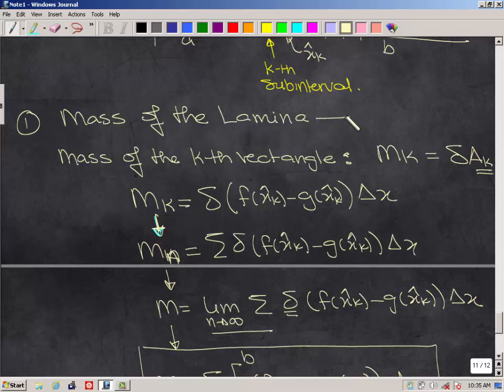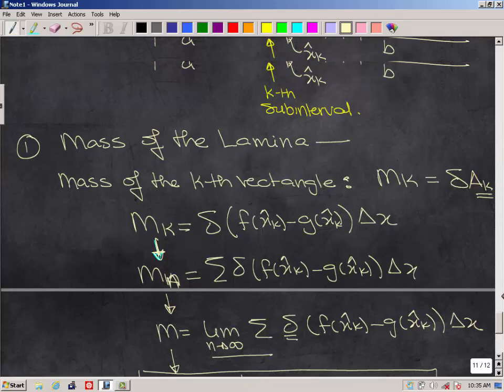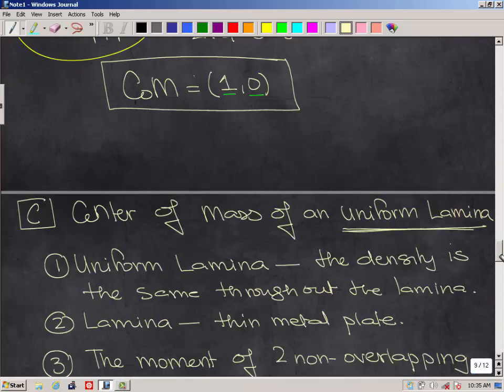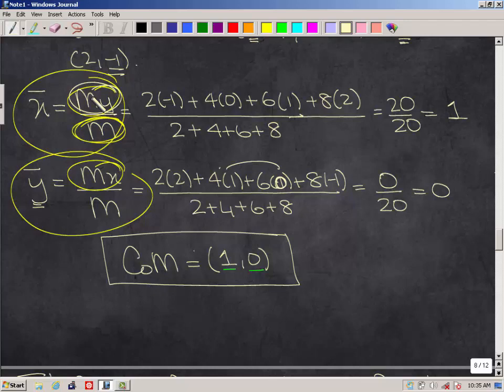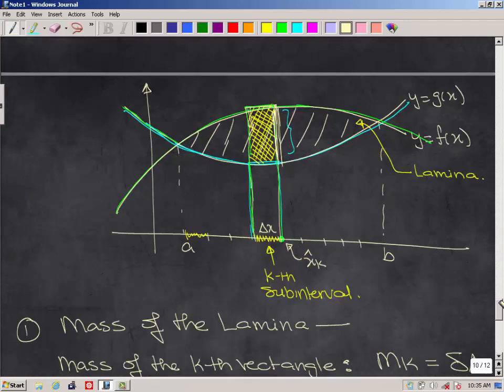So we found the mass of the lamina. What's the next thing we need? If you recall in these formulas that we first started with, we need to find m sub y, moment about the y-axis, and moment about the x-axis. So that's the next thing we need to concentrate on. Okay, so let's go ahead and do that.